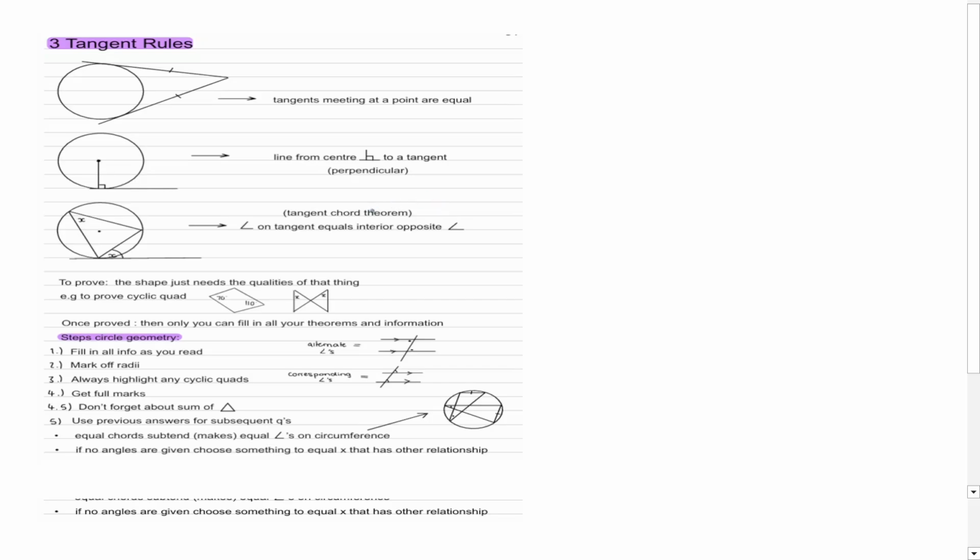And so just to wrap up the last three theorems, if we've got tangents, if two tangents meet at the same point, then those two tangent lines are equal from the point of contact to the point where they meet each other. If I have a tangent and a radius, they will always be perpendicular to each other.